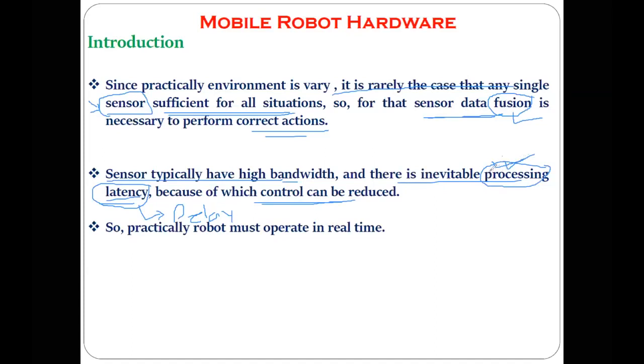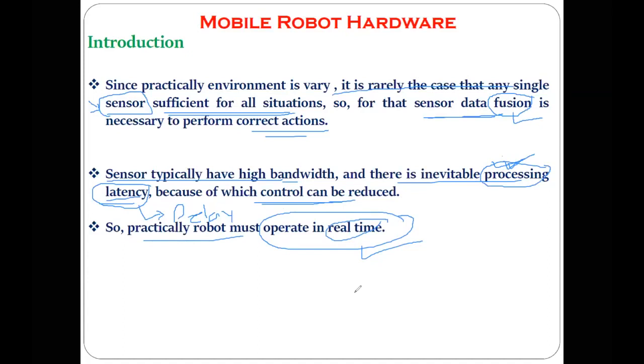But what we expect practically from the robot is that it should operate in real time. Okay. But if the processing latency is there, then is it possible to operate the robot in real time? I hope you are getting the meaning of real time. If the processing latency is there, can we expect the operation from the robot in real time?